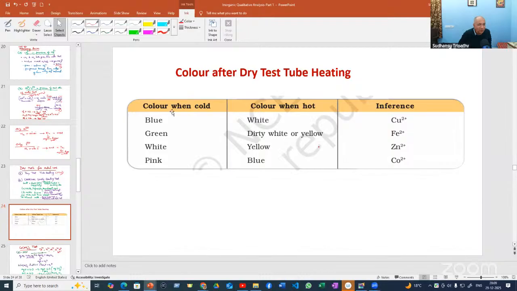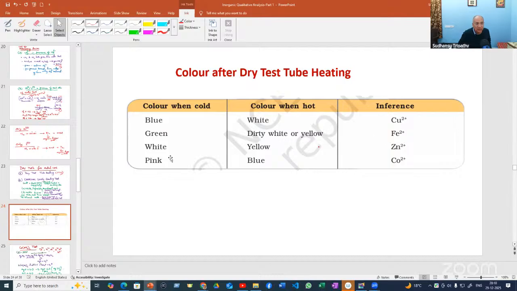It becomes blue when cold but white when hot, it is copper. That means copper sulfate pentahydrate, CuSO4.5H2O. It is blue, it is hydrated. When the water goes, it becomes anhydrous, becomes white and remains white. It does not turn green, but becomes dirty white or yellow.